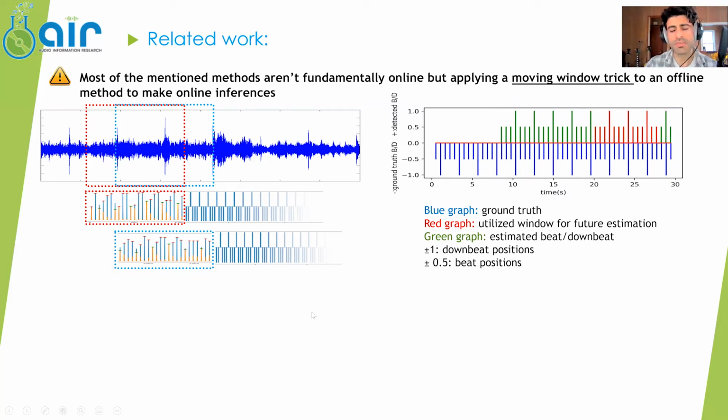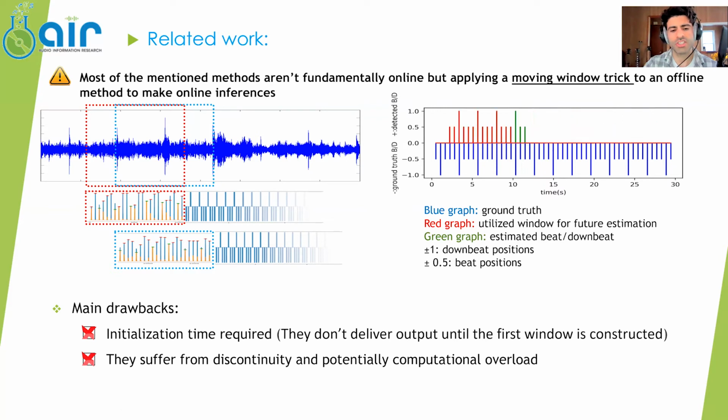So there is a big disadvantage here, and it is the initialization window requirement. As you see, the green bars start after a couple of seconds because we need some time to form the first window and apply the offline method on the first window. And based off that, we can estimate the upcoming beat positions. The other disadvantage of the moving window trick is that they suffer from discontinuity and potentially computational overload.